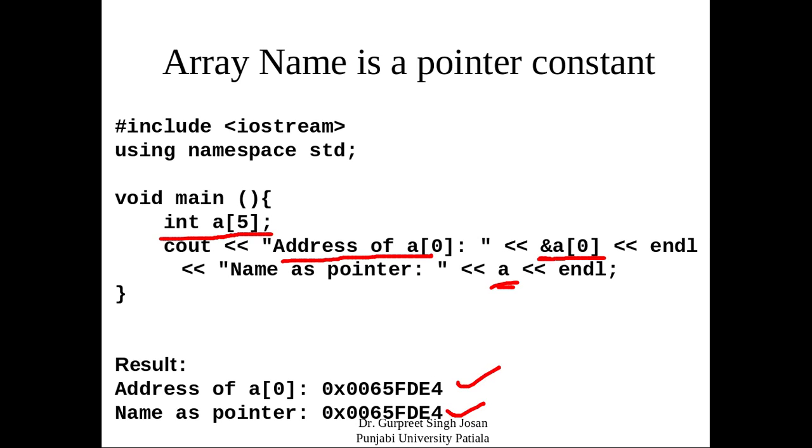So what is the relationship between array and pointer? The relationship is that the name of the array is basically a pointer that is pointing to the first location of the array.